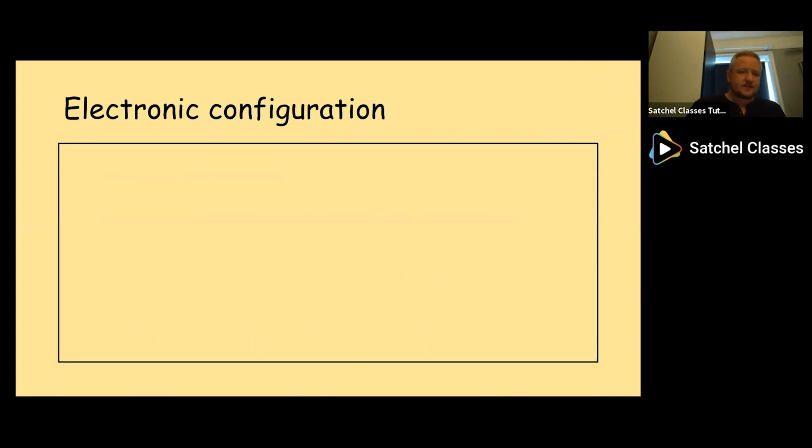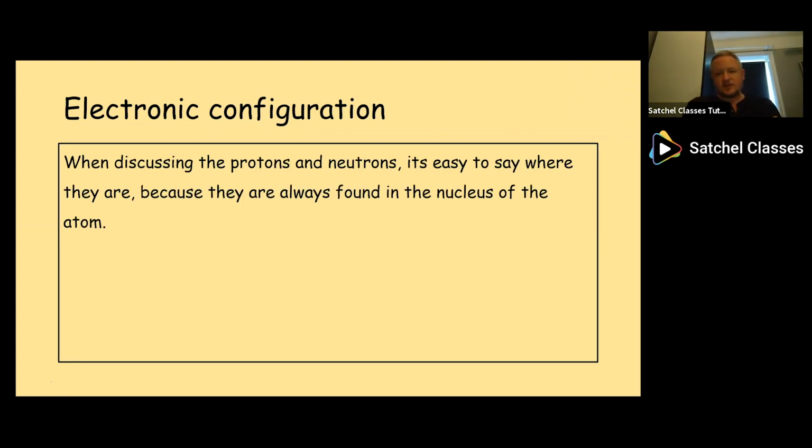The electronic configuration. When discussing protons and neutrons, it's easy to say where they are because they're always found in the nucleus of the atom. So we don't actually have to say anything about anything. If someone says, right, you've got 12 protons, where are they? They're in the nucleus. You've got 15 neutrons, where are they? They're in the nucleus. Oh, good.